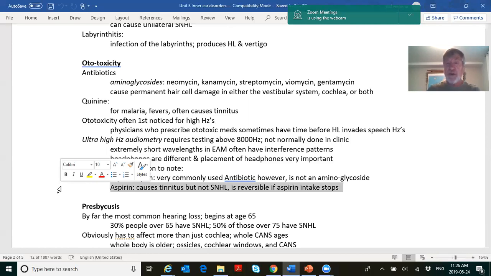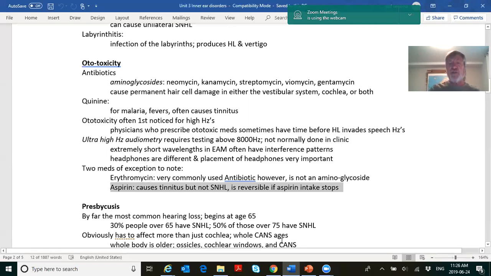And tinnitus is weird. Let me just describe tinnitus quickly here. It's a subjective sound. Only the listener hears it. A doctor can't put a stethoscope to the ear and hear it. Please remember, ringing in the ears is subjective. It's not a real sound.